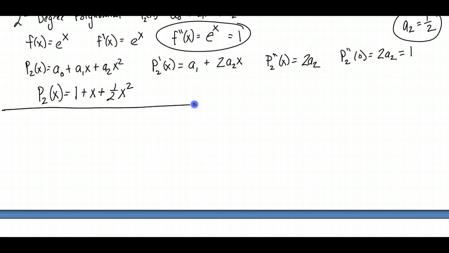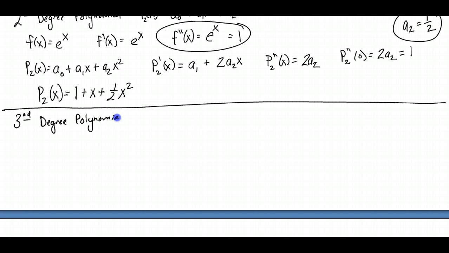Similar situation if I want a third degree polynomial. Remember, these first three terms from your second degree polynomial have to stay. Those are not going to change. So if I go back, well, here's the second derivative from my original function. If I want a third degree polynomial, I need to take the third derivative from my original function.